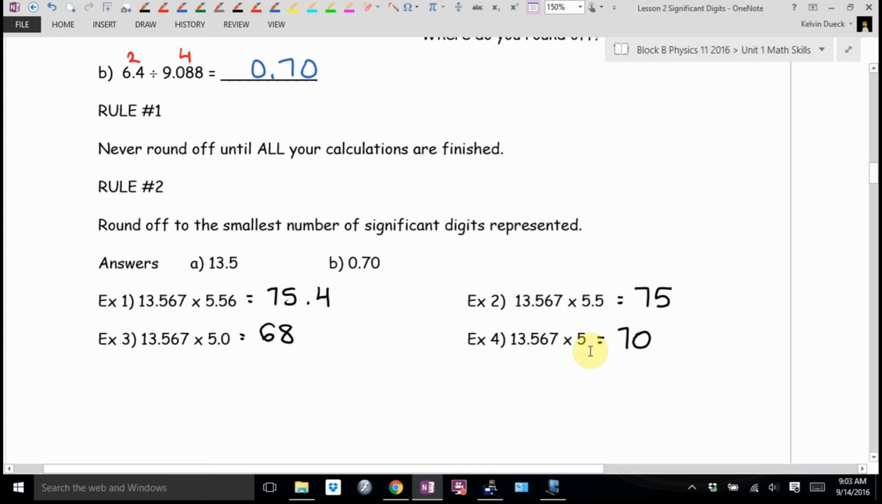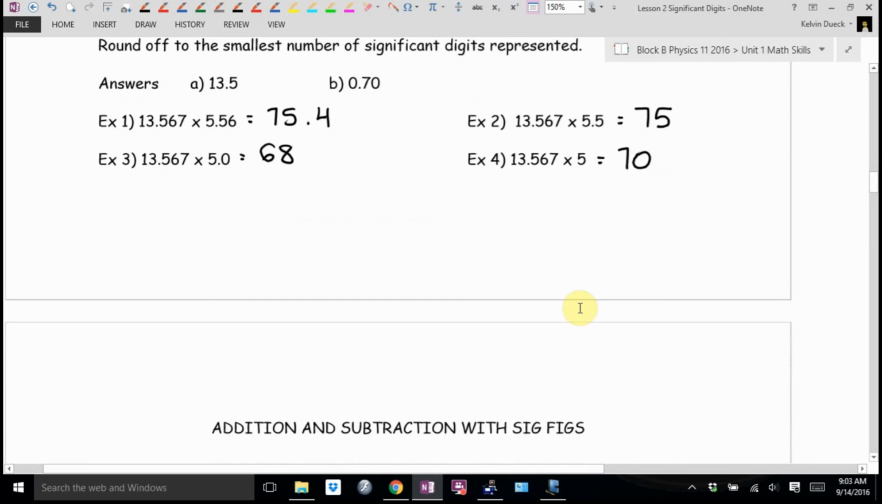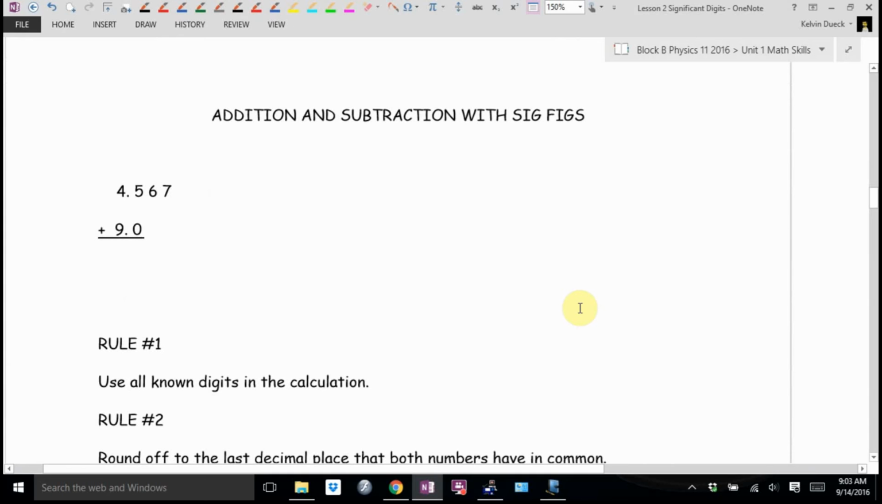Okay. So multiplying and dividing is easier, sadly. You count the number of sig figs and you go to the fewest number of sig figs when you're done. Adding and subtracting.